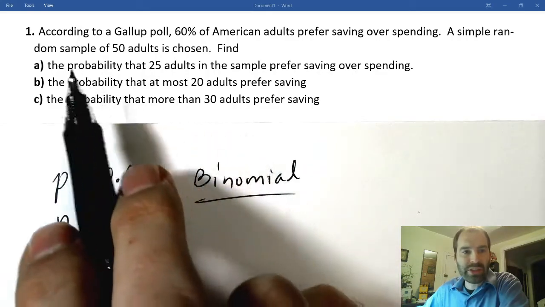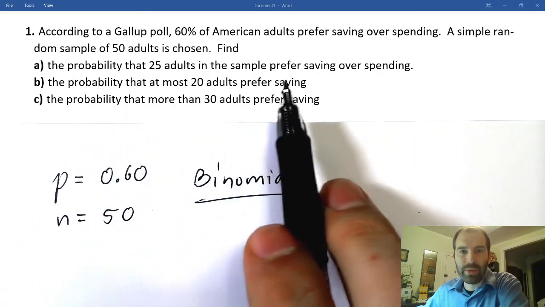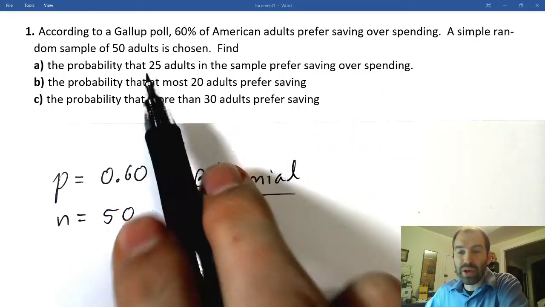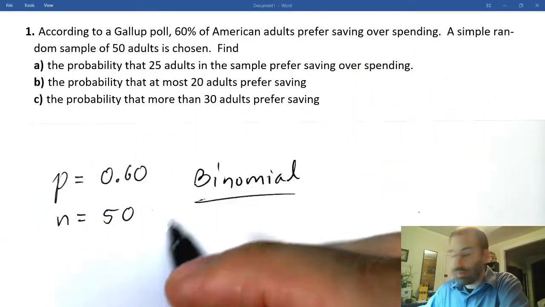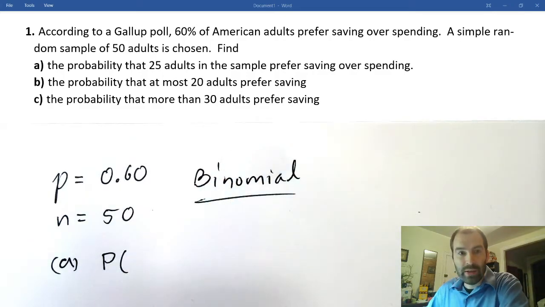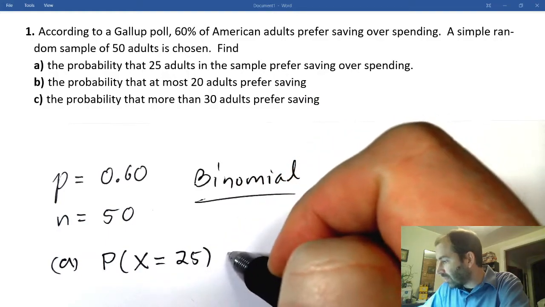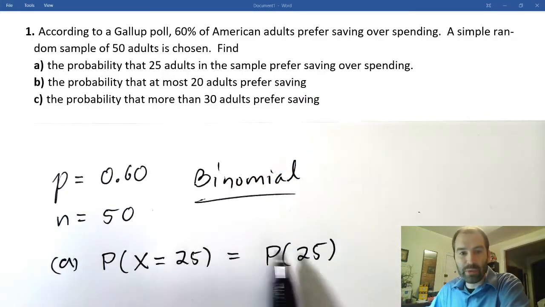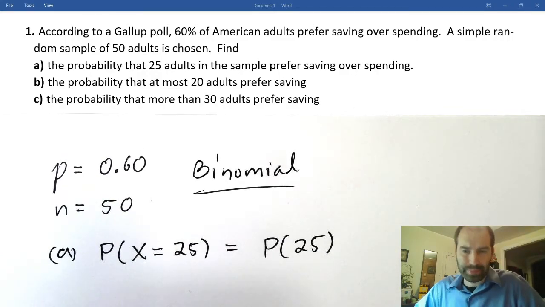Okay, the first question is asking what's the probability that 25 adults in the sample prefer saving over spending? In other words, what's the probability that we get 25 successes? All right, so our first question here in part A, it's asking for the probability that X equals 25. Or sometimes they would just write this, the probability of 25, right? Either way, you may see it written both ways, right? So let's go find this.